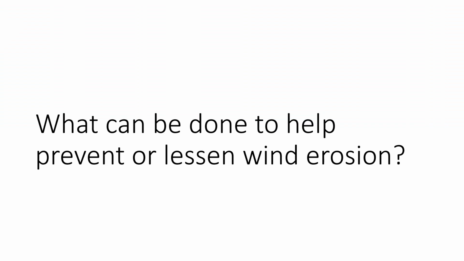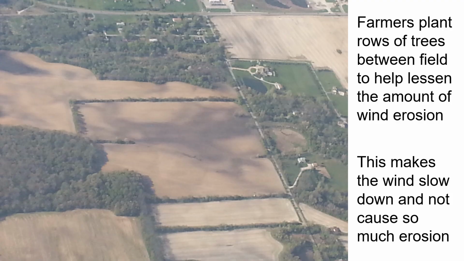So what can you do to prevent or lessen wind erosion? Here's what farmers do. Farmers will plant rows of plants or especially trees between fields to help lessen erosion, because it kind of blocks the wind. So as the wind gets going here in this field, it can't get going too fast before it hits a row of trees. And when it hits the row of trees, no matter which way the wind is blowing, it's got to stop and slow down a little bit. And the slower the wind, the less likely it is to pick up and move sediments, the soil in your field.